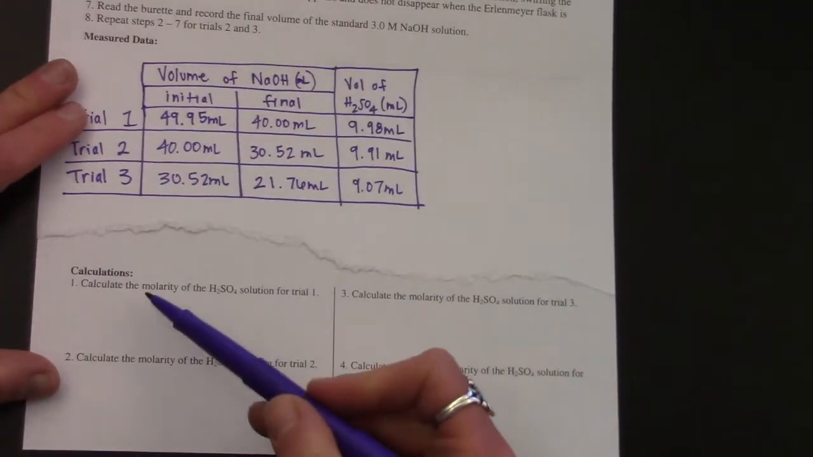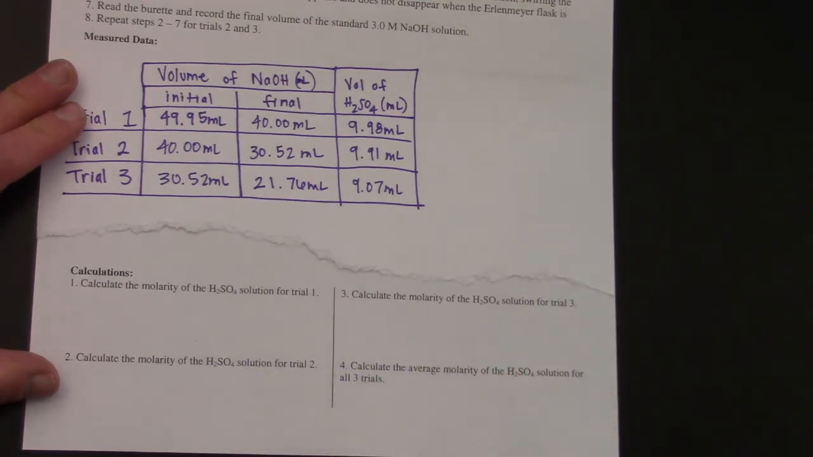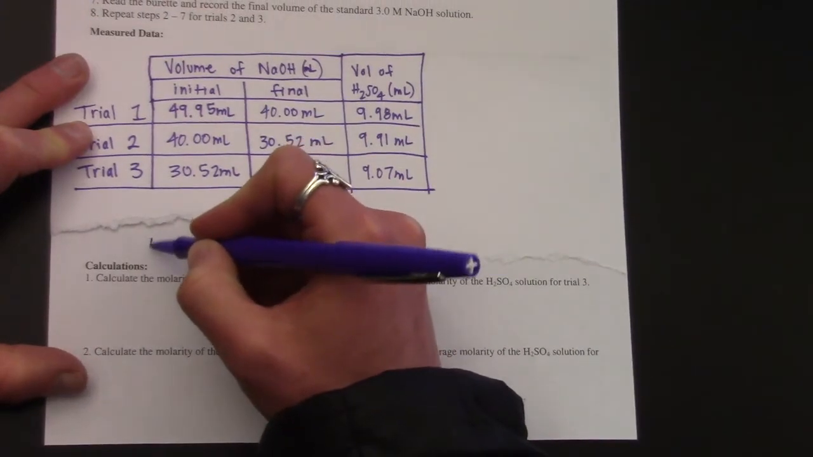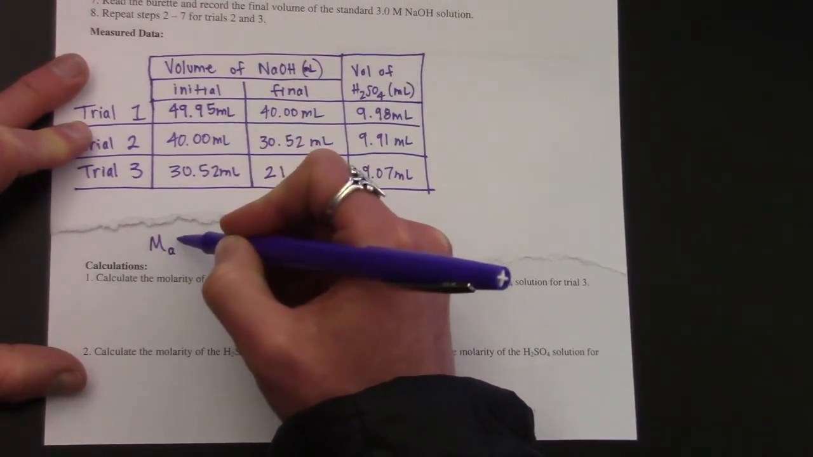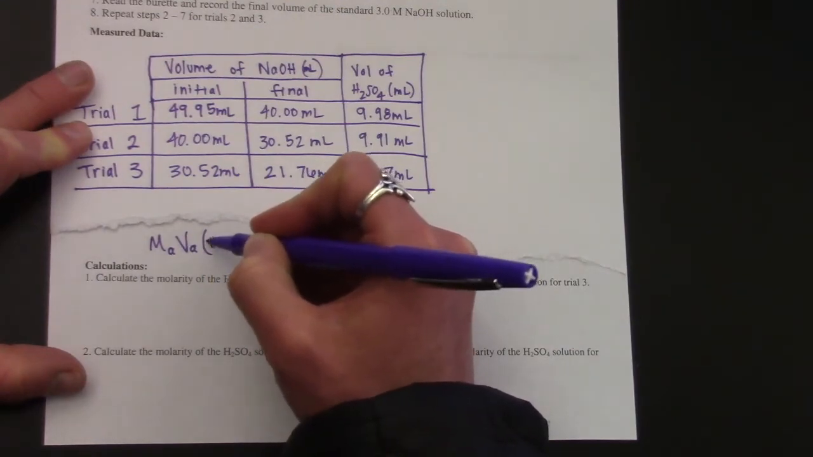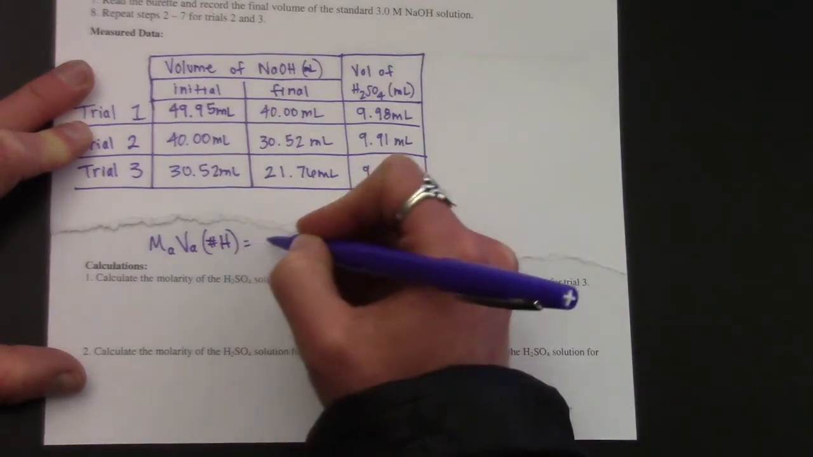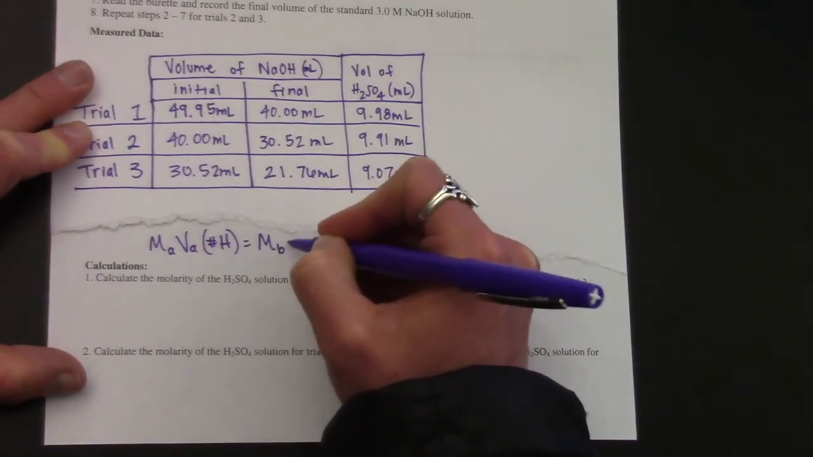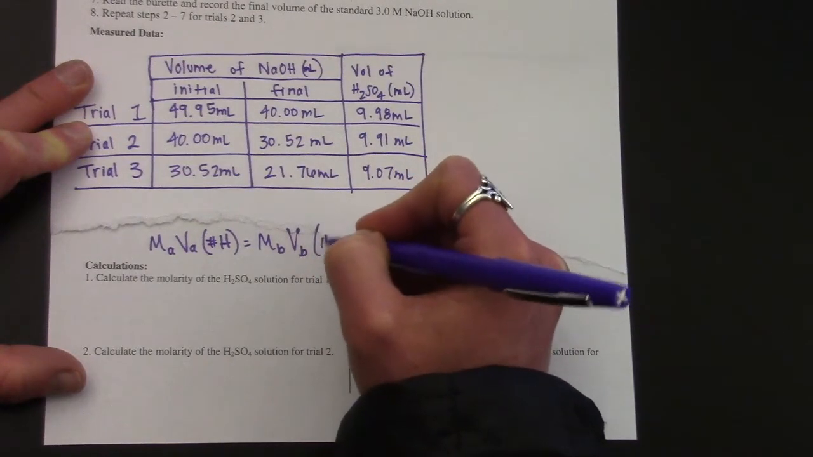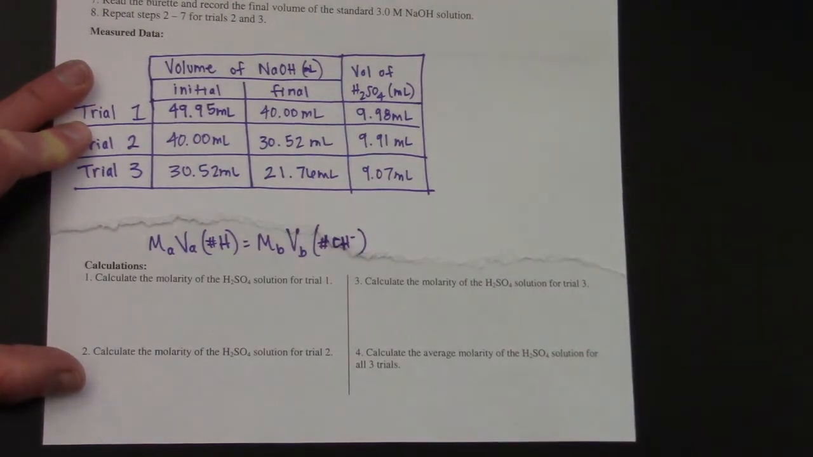Okay, so to calculate the molarity of this acid in a titration, remember that the equation that we want to use is the concentration of the acid times the volume of the acid times the number of hydrogens that can be given away in the acid equals the concentration of the base, or the molarity of the base, times the volume of the base times the number of hydroxide ions that can be given away from the base.